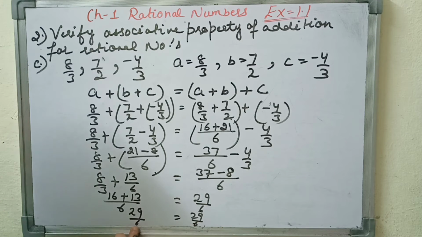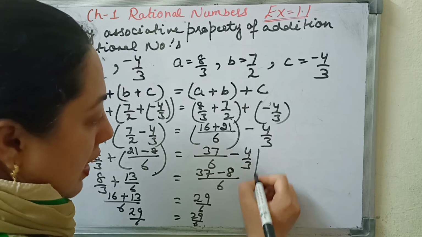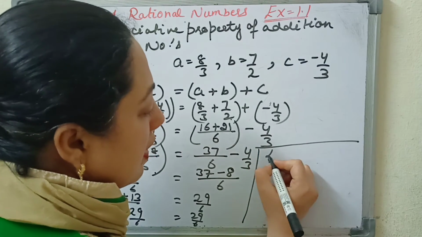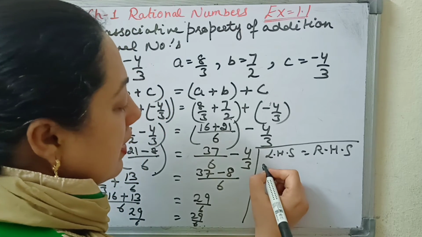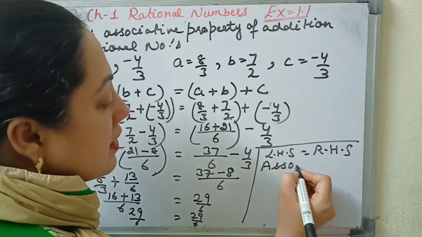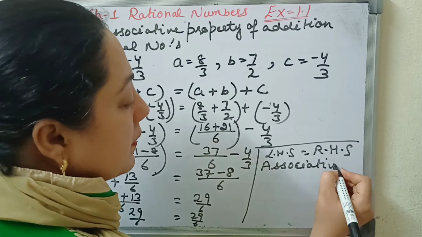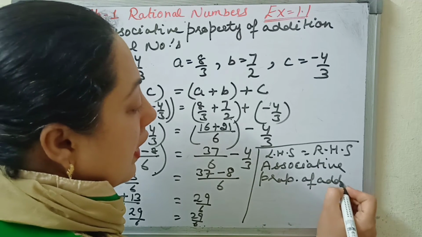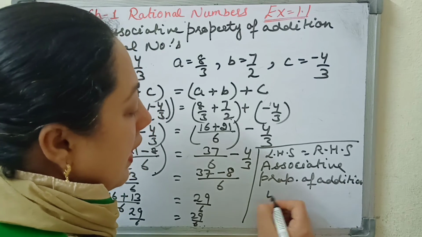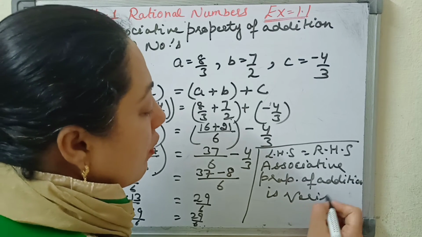Now we see that the left hand side and right hand side are both equal. So, associative property of addition is verified. We write here left hand side equals right hand side. So, associative property of addition is verified.